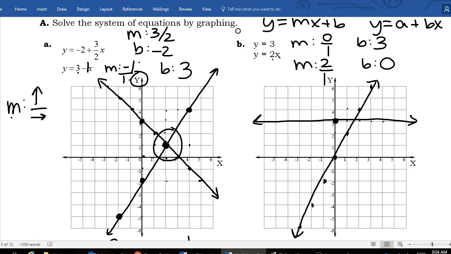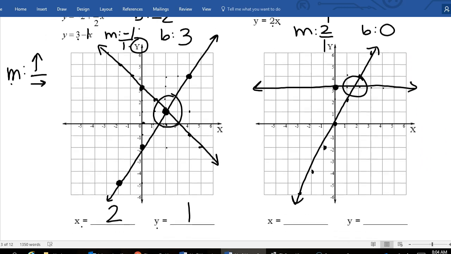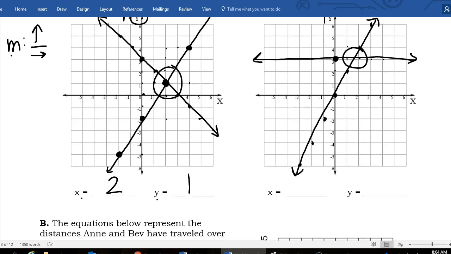To report my answer, I want to say where these cross. Now, unfortunately, these aren't crossing right at a whole number, but that happens. So we're going to estimate that as best we can. I can tell for sure the y value is 3. The x value is between 1 and 2. So let's just say 1.6 or 1.7.